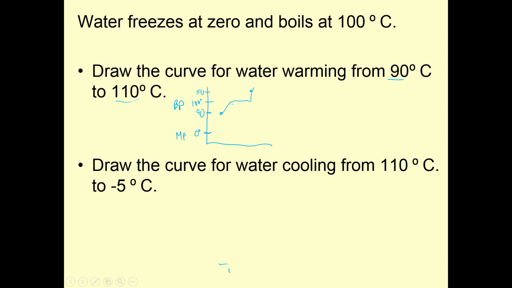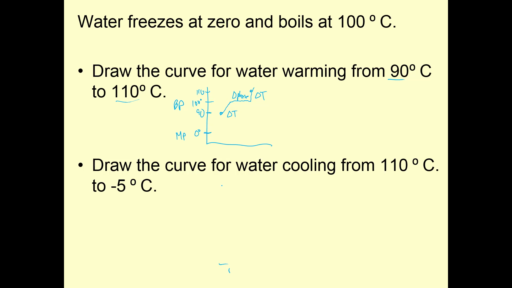Okay. So when I draw that heating curve, I have to change temperature, change state, change temperature. So I cannot change from a liquid to, well, I have to change from a liquid to a gas. I can't be a liquid at 110.